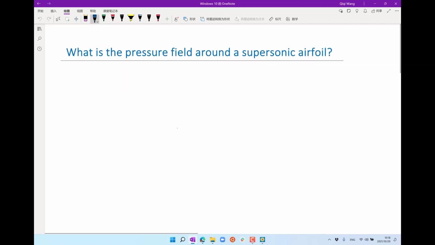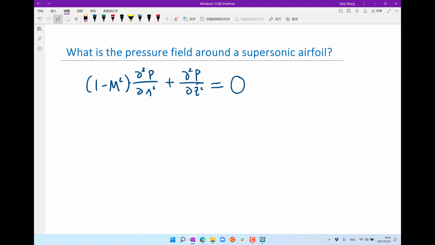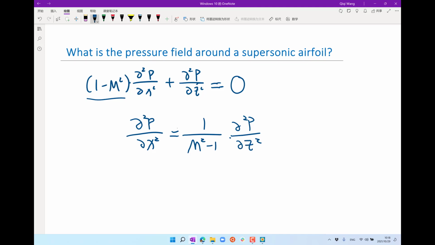Okay, so let's look at what is the pressure field around the supersonic airfoil. So that is when you have 1 minus M squared, which is negative, times the second derivative with respect to x plus only z is equal to 0. The first thing is just to enforce the idea that this term is negative, so let's rewrite the equation: second derivative with respect to x is equal to 1 over M squared minus 1, right? M squared minus 1 is positive, times the second derivative of p with respect to z.